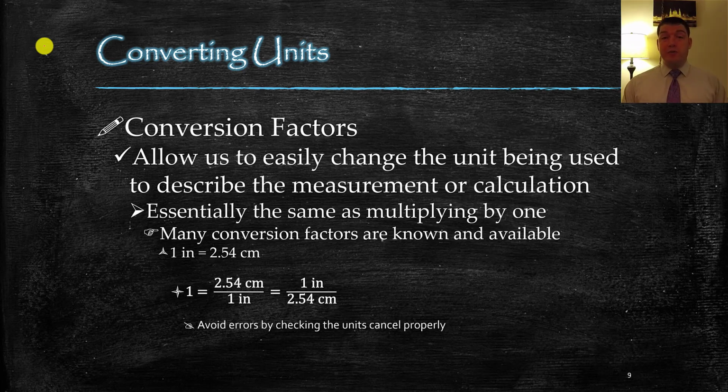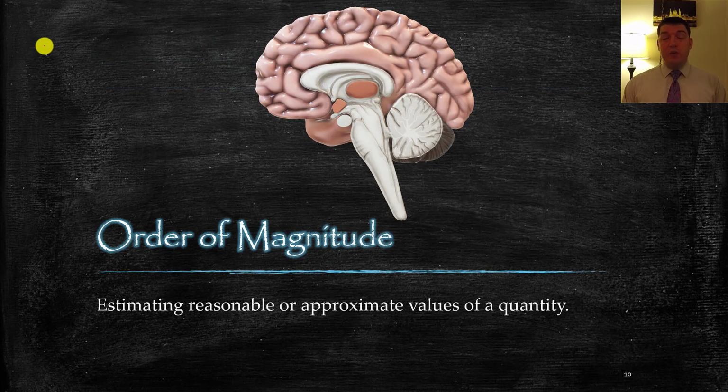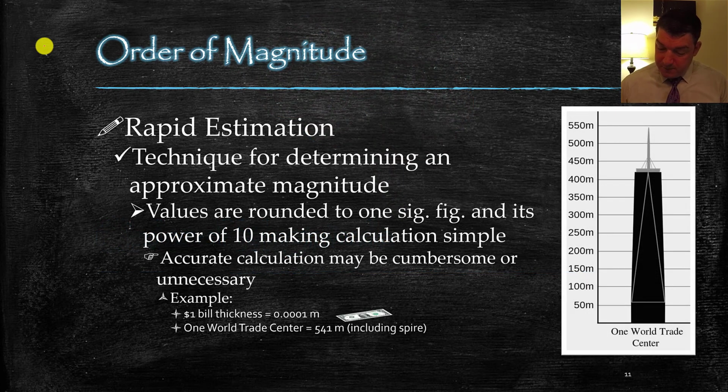Before we get into conversions, let's talk about orders of magnitude. Orders of magnitude are a nice and easy way of estimating things very quickly. Let's look at an example here. On the right, you see a diagram of One World Trade Center. And we see that it's almost 550 meters tall. Technically, it's 541 meters if you include the spire at the top of it. Then we have a dollar bill. A dollar bill has a length, width, and height dimension. The thickness or the height is the thinnest edge, and it's 0.001 meters, or 0.1 millimeters.